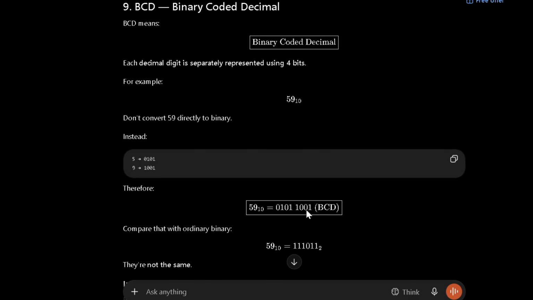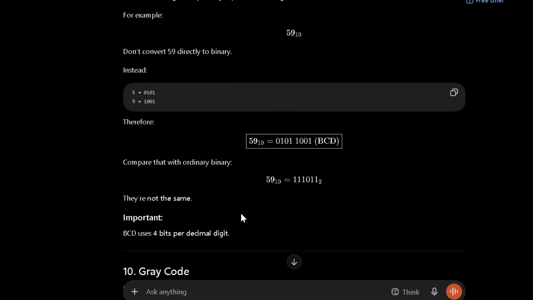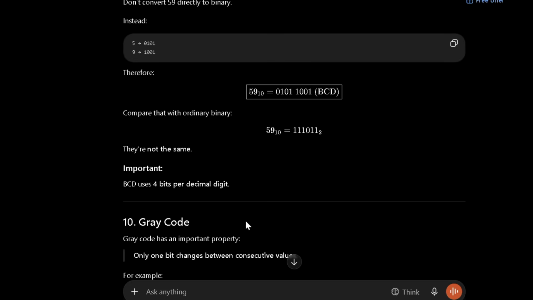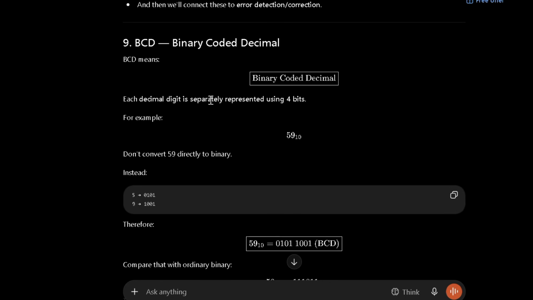Compare that with ordinary binary. 59 base 10 is converted to ordinary binary 111011 base 2. They are not the same. This is important because BCD uses 4 bits per decimal digit. So this is binary coded decimal. It converts each digit into a binary number.